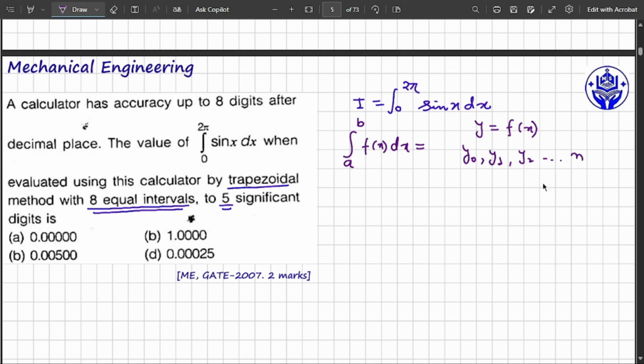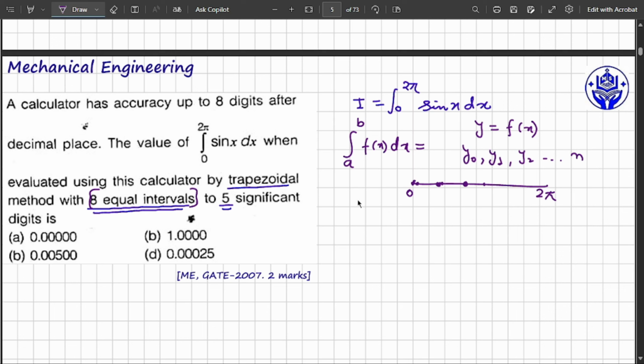In this case, it is saying that it is divided into 8 equal intervals. So there will be 8 plus 1, that is 9 points. If it is a line from 0 to 2 pi, then this will be 0, next will be 1, next will be 2 intervals, next will be 3 intervals.